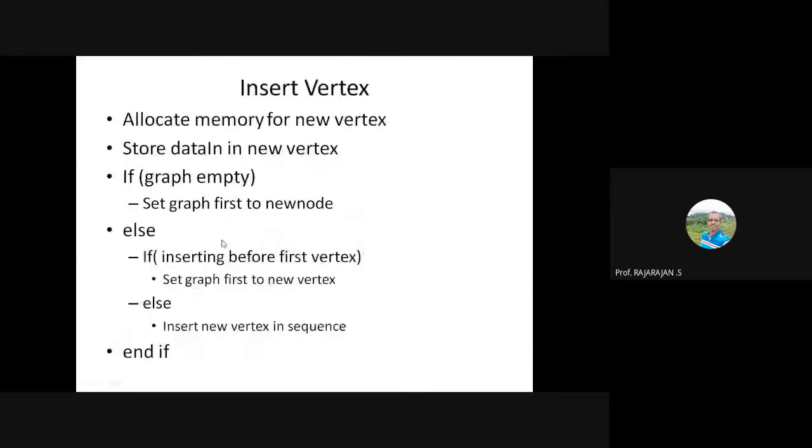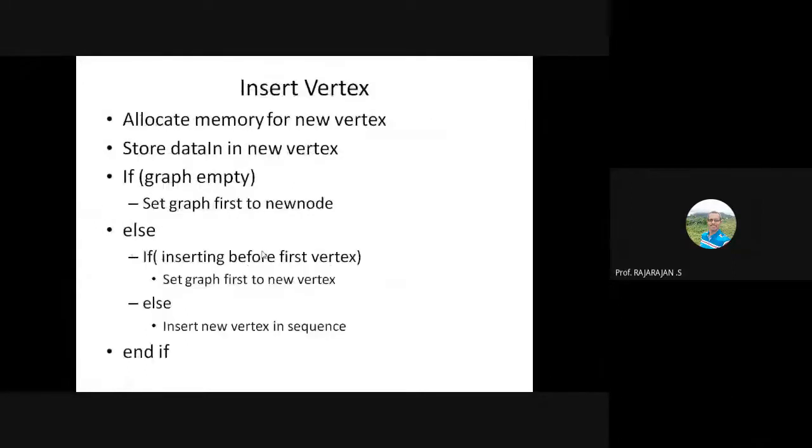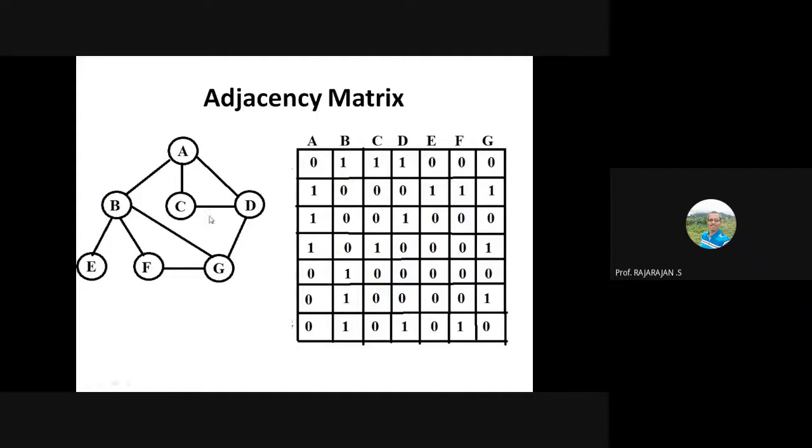Okay, this is just given as a way to insert. Similarly, deletion also is quite simple. But the only thing is that you cannot delete a vertex which is not disjoint. So for example, let's say I want to delete C, but you can't immediately delete C since it is not disjoint. It is connected with A and D.